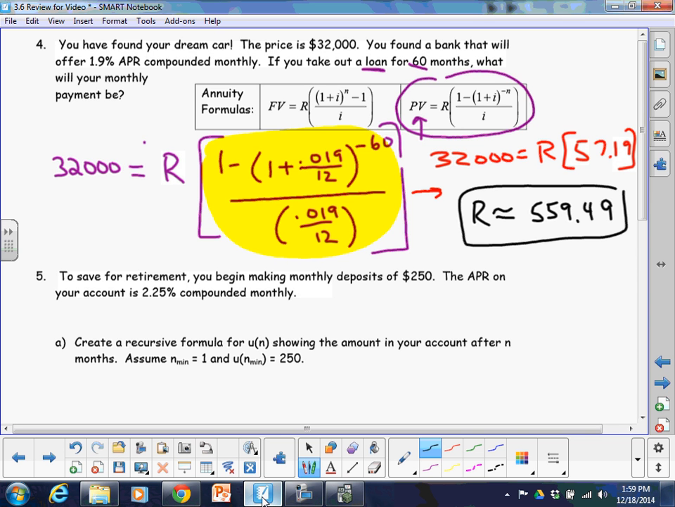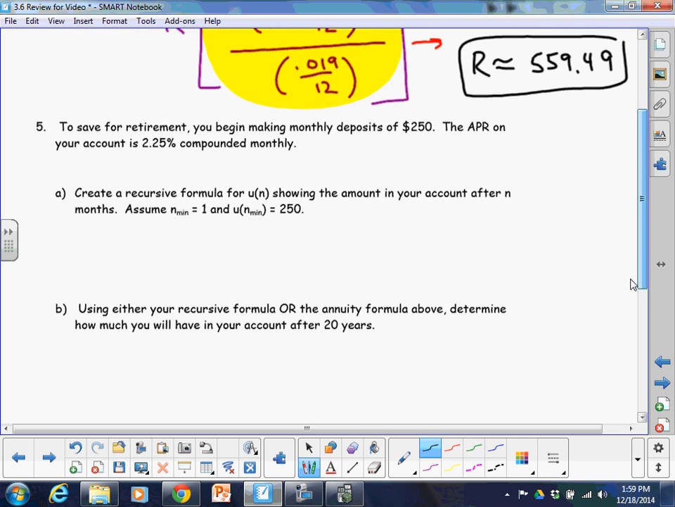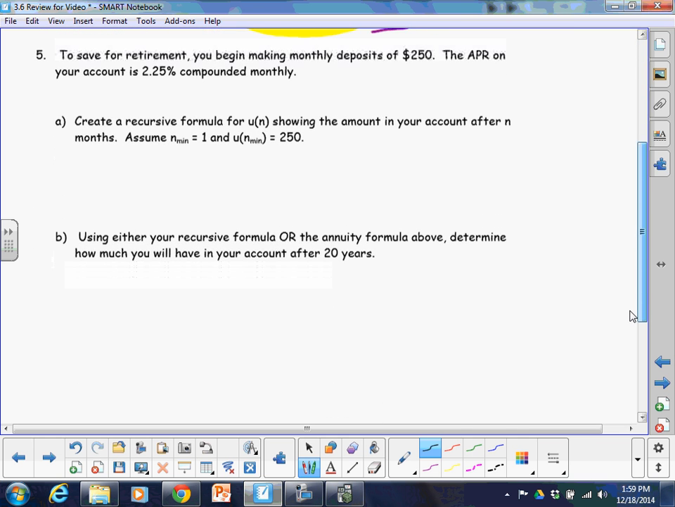Okay, next problem, to save for retirement. You begin making monthly deposits of $250. Okay, so you're saving money, so you're dealing with a future value if you're going to use the formulas. They give you an APR. Okay, we have our regular payment. Part A, create a recursive formula to show how much we would have. Okay, and I even gave you a hint.